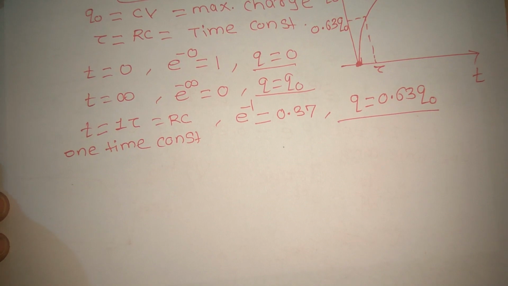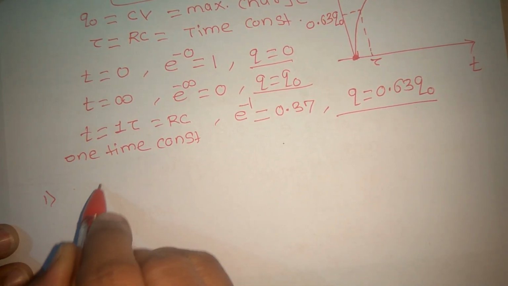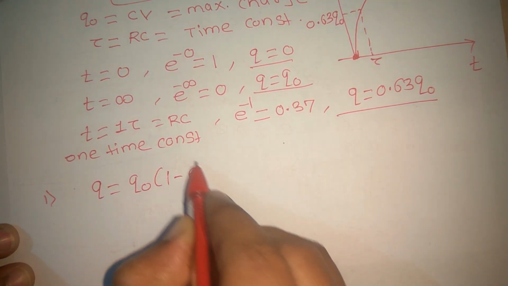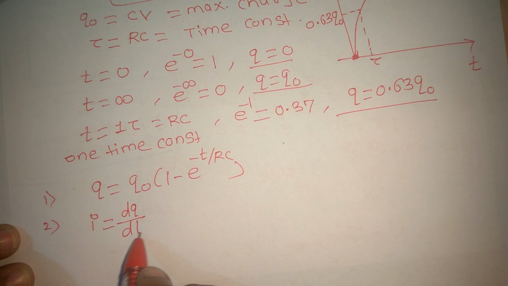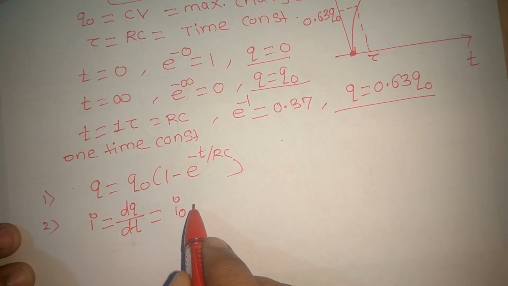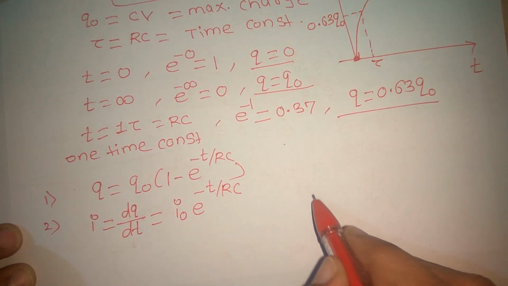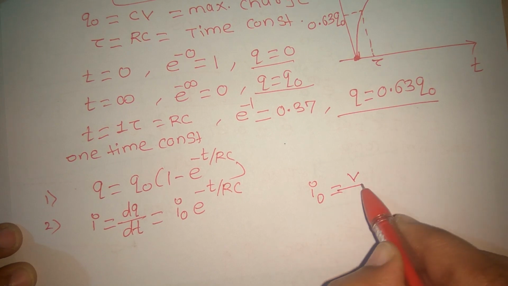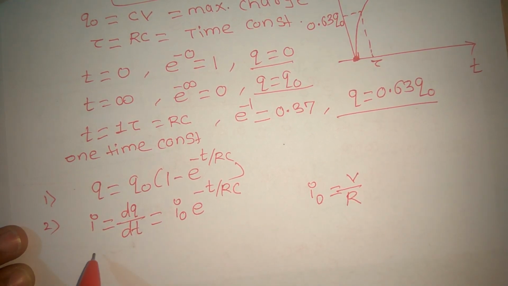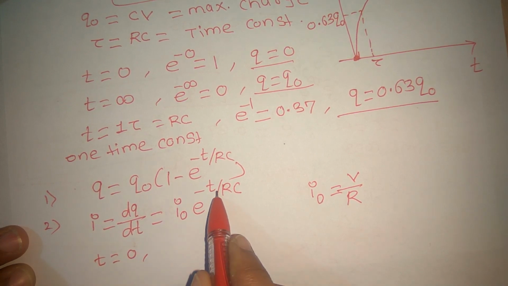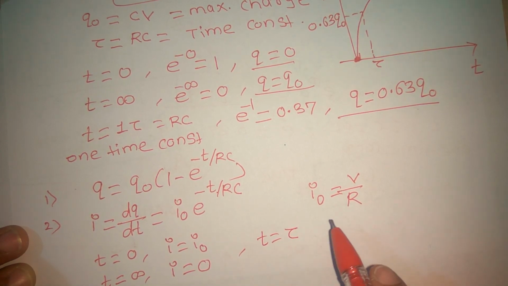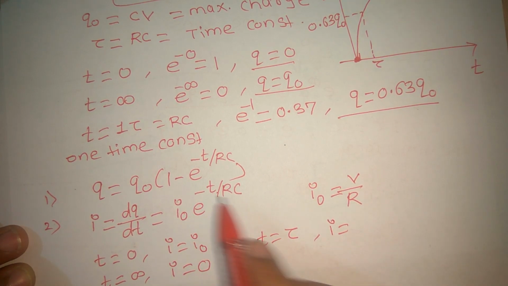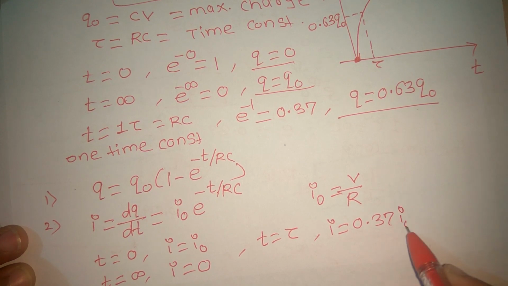From this we can build another equation, that is the current. The first one is charge q is equal to q naught times 1 minus e power minus t by RC. Second equation, what is the current? Current is equal to dq by dt. When we differentiate this equation, we get I naught e power minus t by RC. What is I naught? I naught is nothing but the maximum current, and the maximum current in the circuit is V by R. If you put the different values of time here, t equal to 0, e power 0 is 1, so I is equal to I naught. Put the value t equal to infinity, you will get I equal to 0. And if you put t equal to 1 tau, that is one time constant, you will get I equal to e power minus 1, means 0.37 times the maximum current, right?